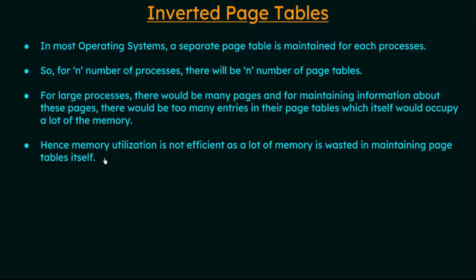Let's say that we have a process divided into pages, and a page table that maintains the information of all these pages. Among these pages, some may be loaded onto memory and some may not be. Even though some pages may not be loaded onto the main memory, the page table still has to maintain information about them. If we go on like this, a lot of memory is going to be wasted for maintaining the page tables itself.